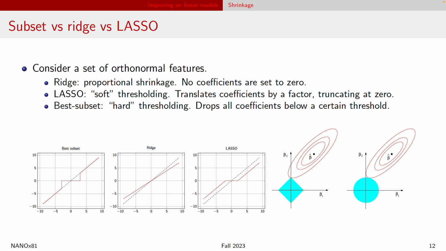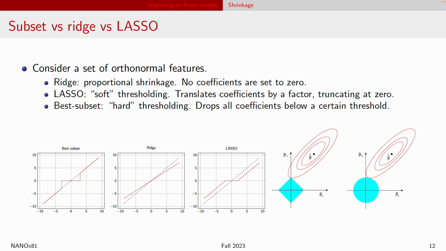Now, just to show you the difference between subset, ridge, and lasso, let's say we have a set of orthonormal features. Basically, what happens in ridge regression is what is called proportional shrinkage. In other words, all your coefficients get shrunk by a constant factor. Because of this, you never actually get any coefficients that truly go to a 0 value. You can go arbitrarily close to 0, but it is never a true 0 with ridge regression.